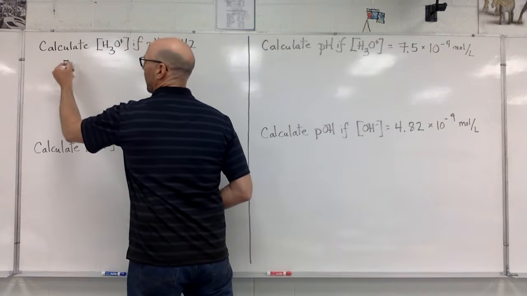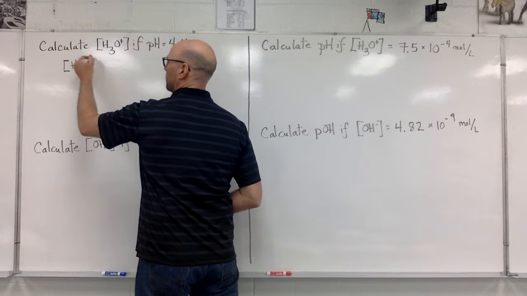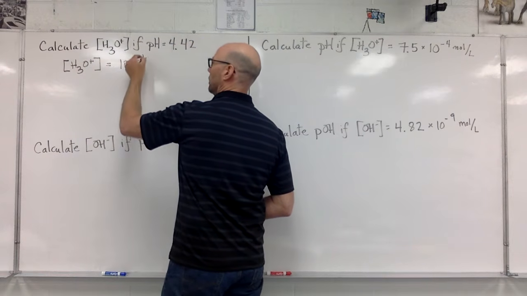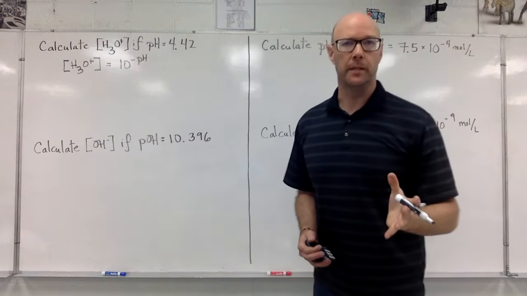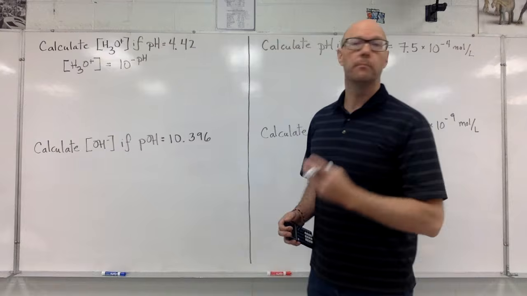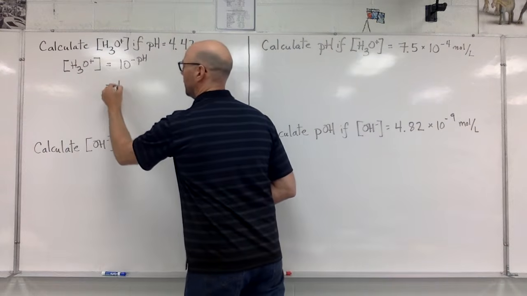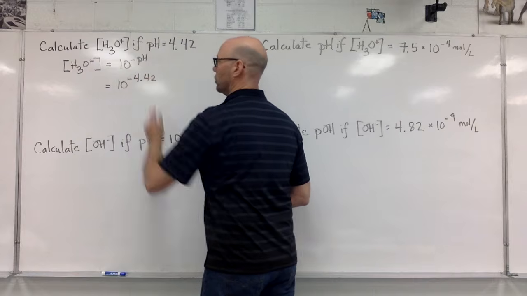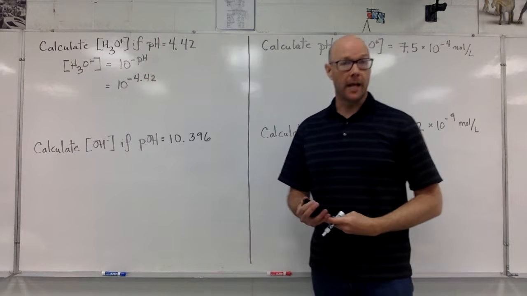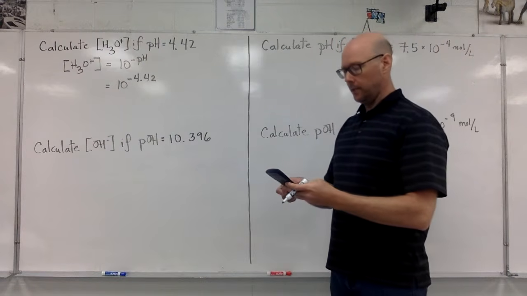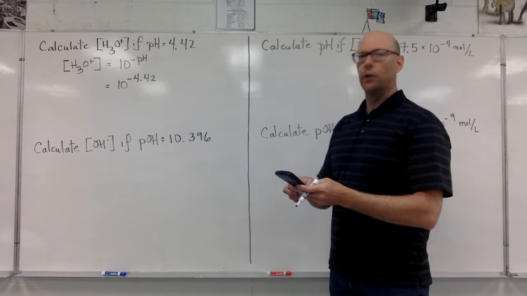The hydronium ion concentration is equal to 10 to the power of the negative pH. Just that one variable, and we have it. So we substitute into the equation: 10 to the power of negative 4.42. I'm going to type that into my calculator. 10 to the power of negative 4.42.